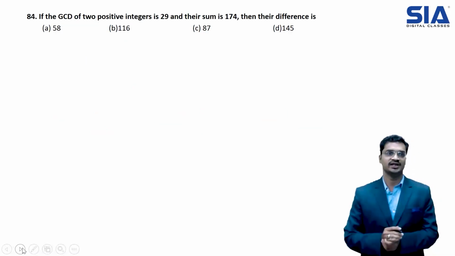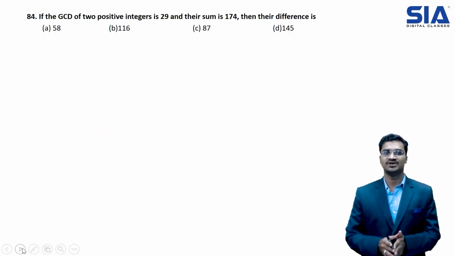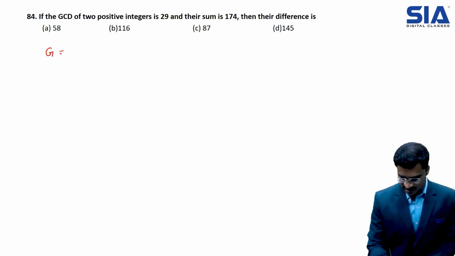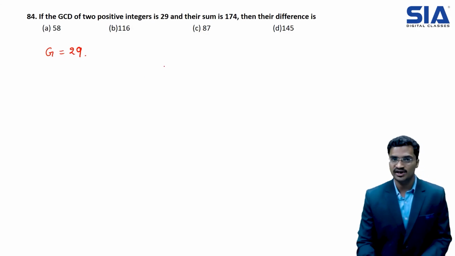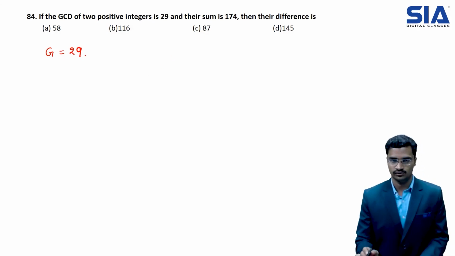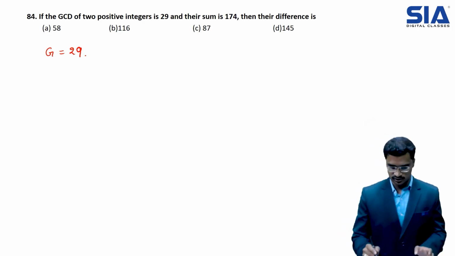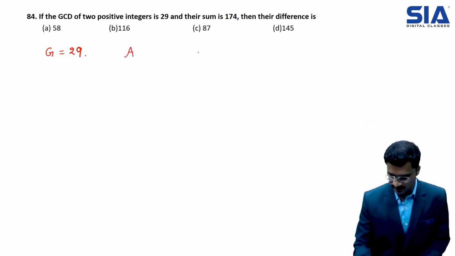In this question, he is saying that if the GCD of two positive numbers is given as 29, and the sum of those numbers is 174, then we have to find the difference of those numbers. So let us assume the first number as A and the second number as B.